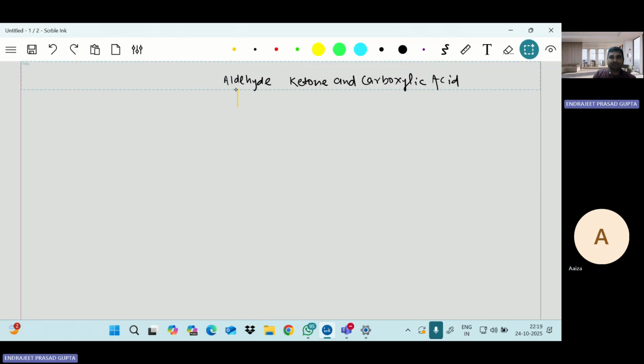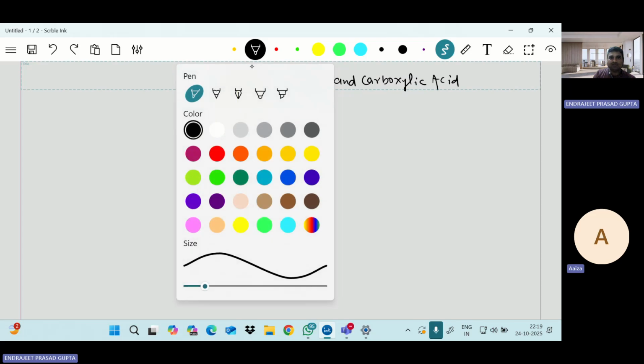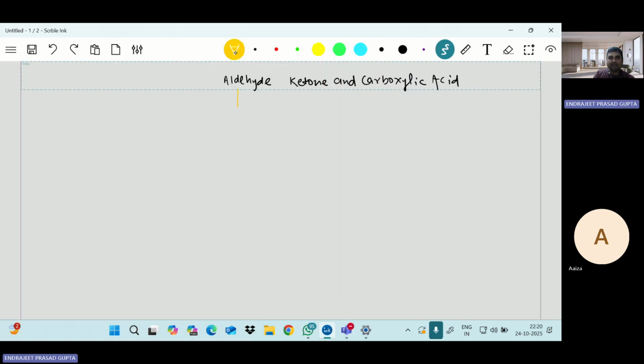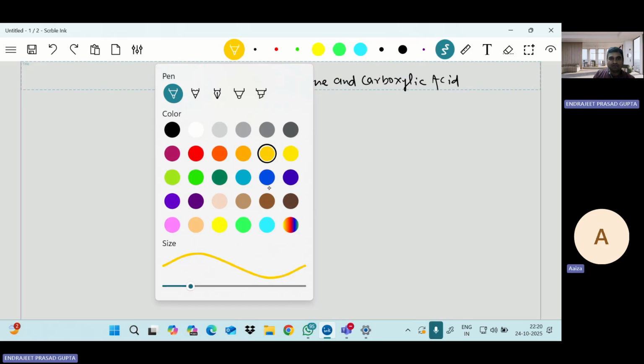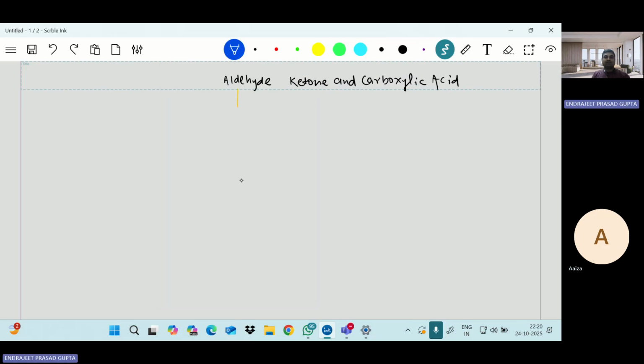Yes. So we have to do the aldehyde, ketone, and carboxylic acid. Am I clear? Yes. Your favorite color is blue, so I'm taking blue. So here this carbon double bond O group is called carbonyl group. This group is called carbonyl group.